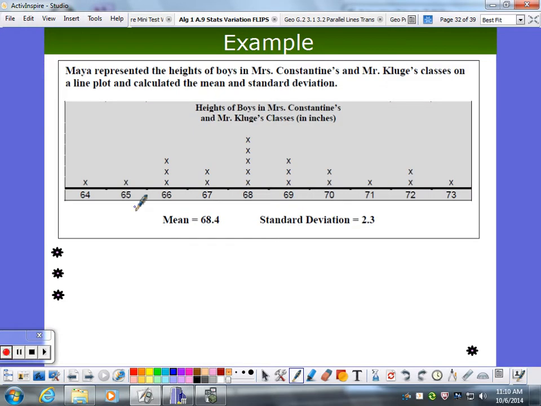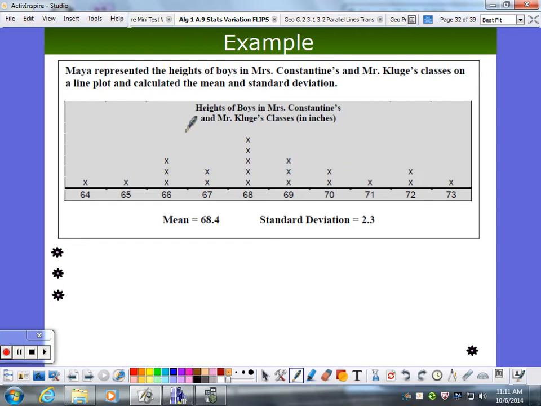Let's look at this one again. This one is not on your sheet. We're just going to look at this. So Maya represented the heights of boys in Mrs. Constantine's and Mrs. classes on the line plot. So this is a line plot. One person was 64 inches tall, another was 65. We had 3 people who were 66 inches tall.